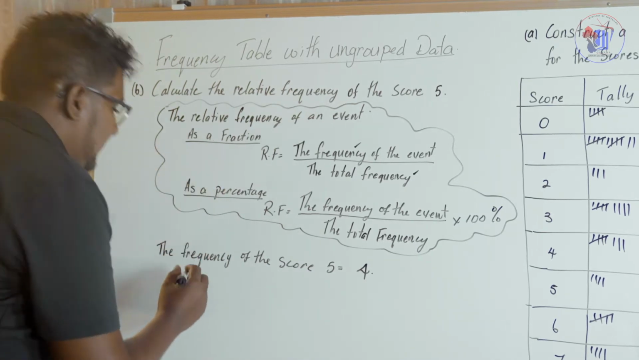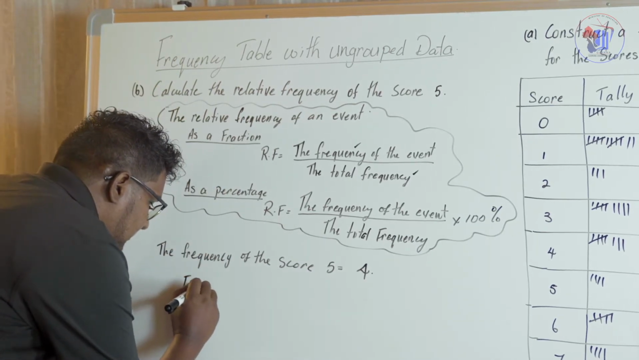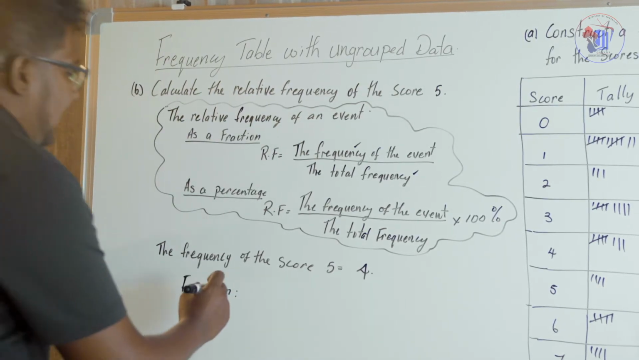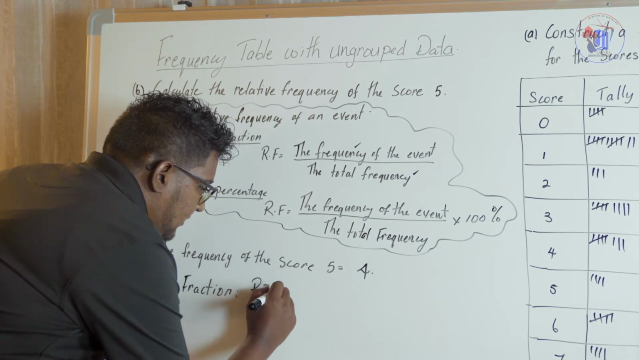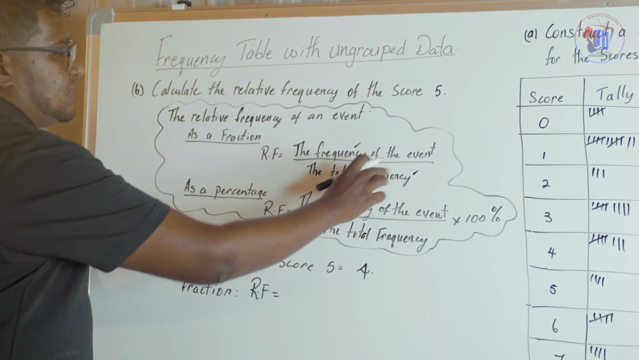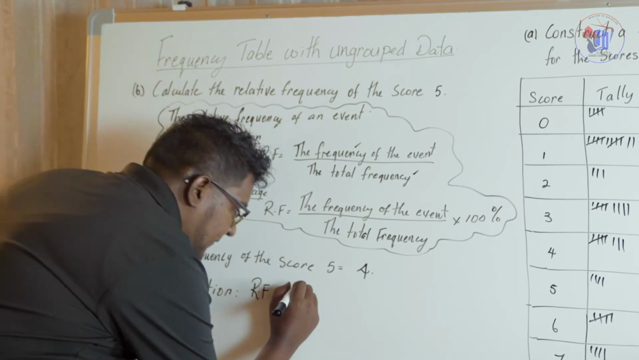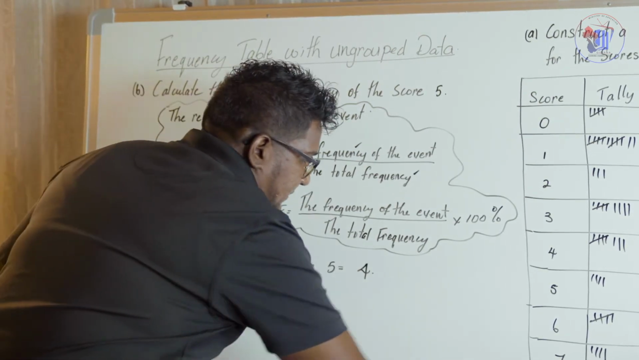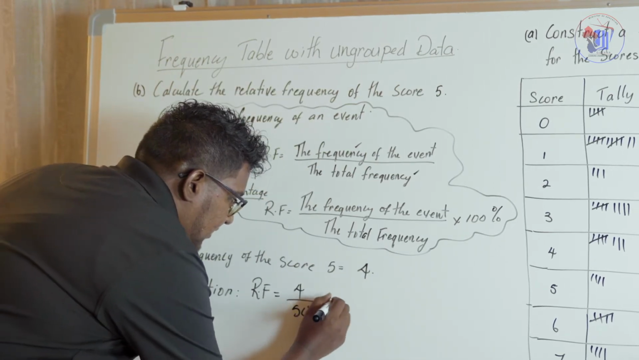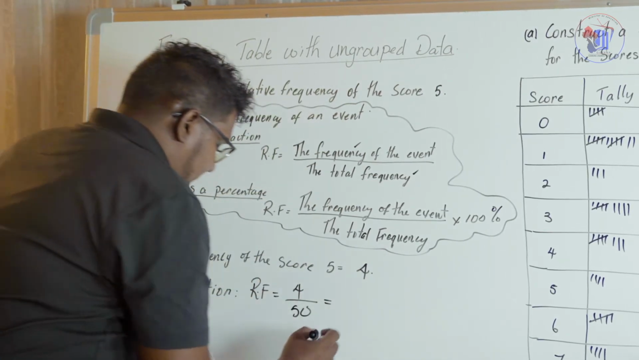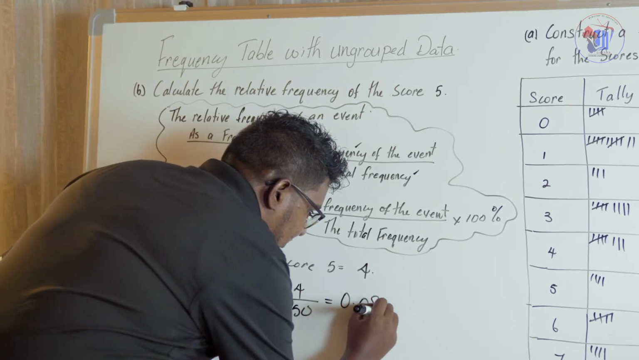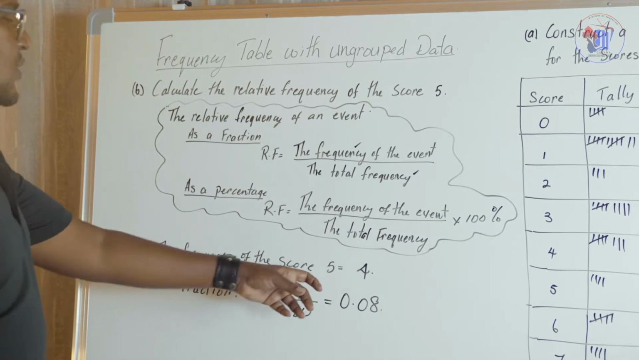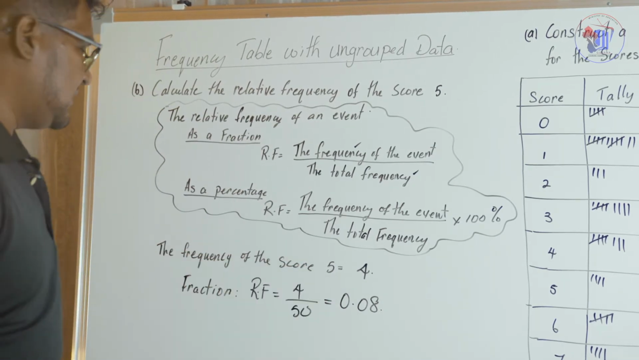The first one we're going to look at is as a fraction. As a fraction, we have RF equals the frequency of the event, which we said was 4, divided by the total frequency, which we calculated here to be 50. So 4 divided by 50 is going to give me 0.08. So the relative frequency as a fraction for the score 5 is 0.08.